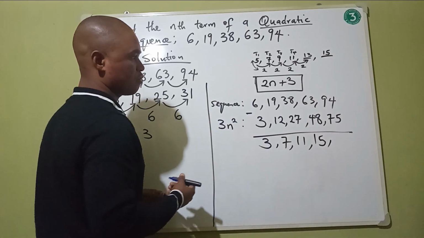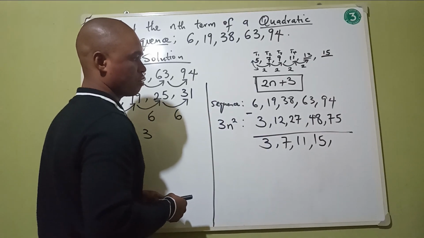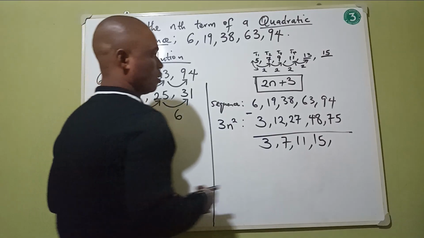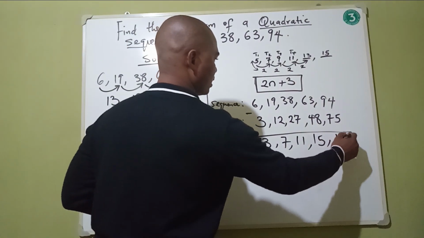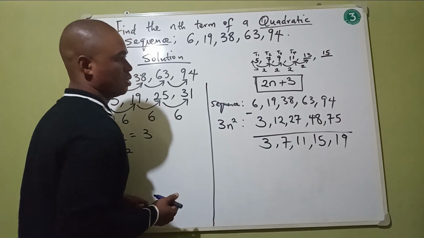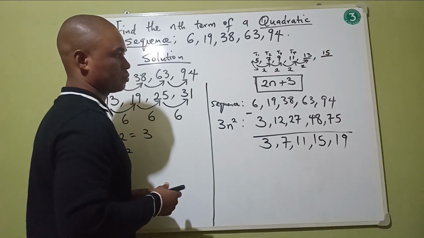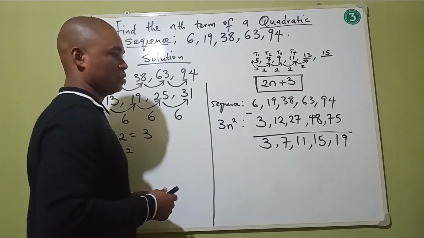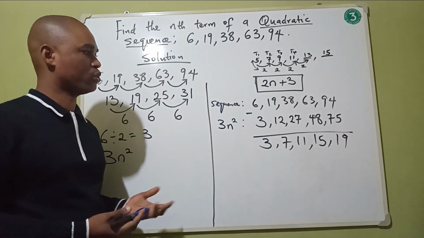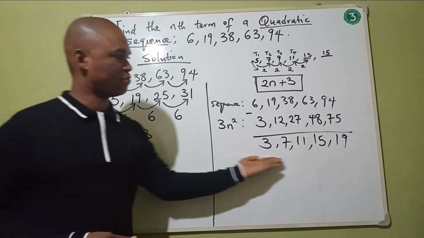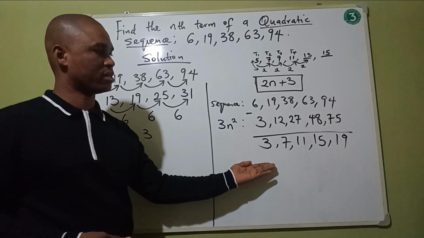Then 94 minus 75. I think this place is going to be 19. I think so. Yes, 19. I'm going to have 19 there. Now, after doing this, the next thing you need to do is to find the difference here. Let's find the difference here.